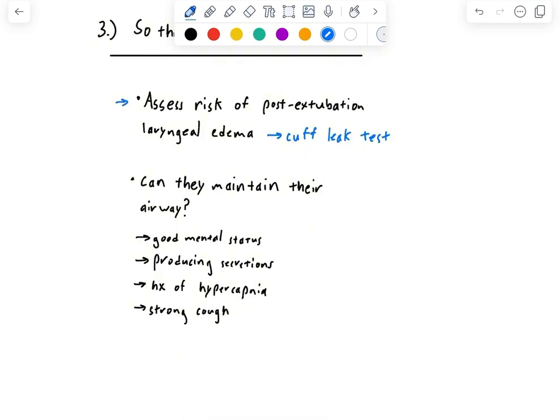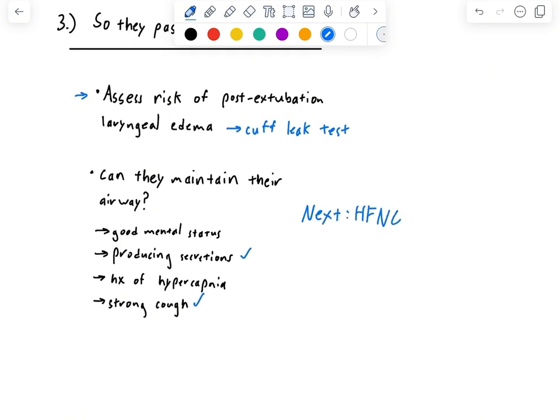Moving forward, you want to know, can they maintain their airway? Is their mental status good? Are they following commands? Another thing you want to assess is, are they producing secretions? Right? Are they going to require suction frequently? Then you want to assess if they have a history of hypercapnia. Then also you want to assess if they have a strong cough. Now, one of the last things you can do is you want to extubate this patient to likely high flow nasal cannula. And you want to maintain that for, depends who you ask, but maybe around 24 to 48 hours.